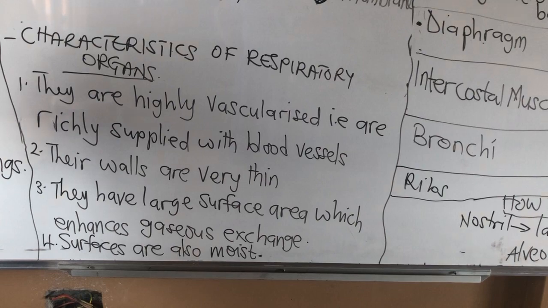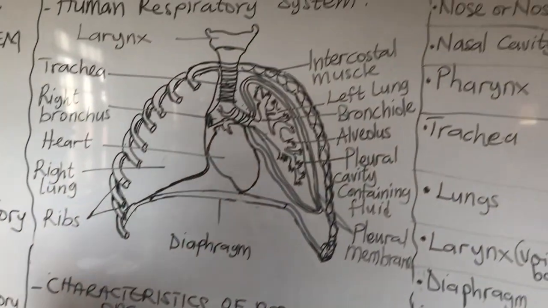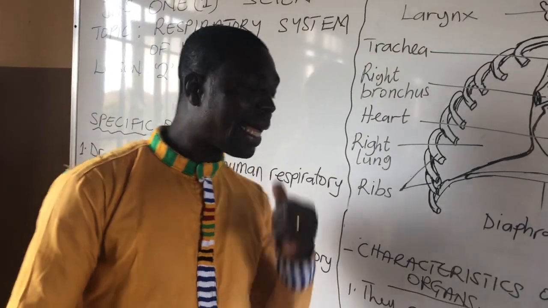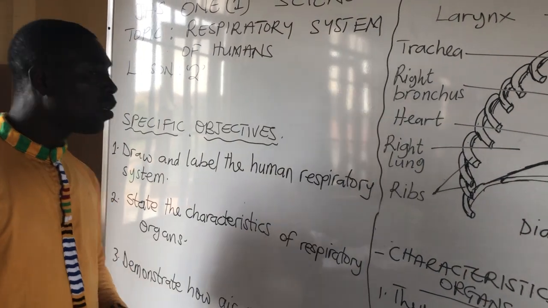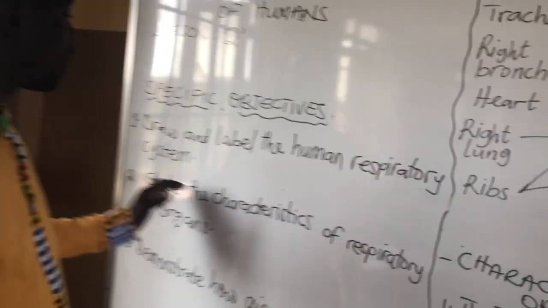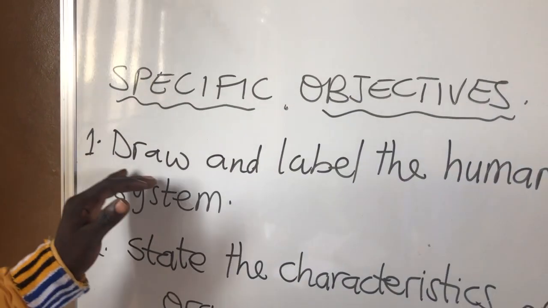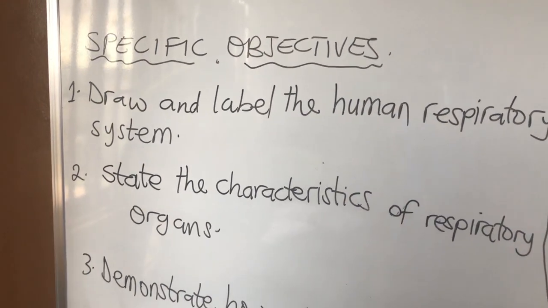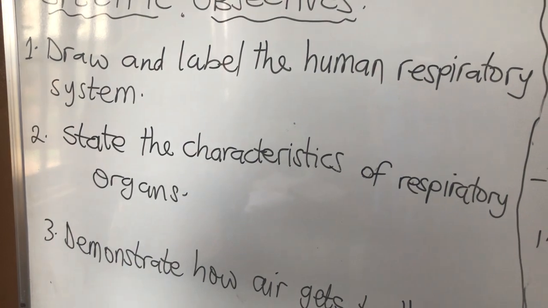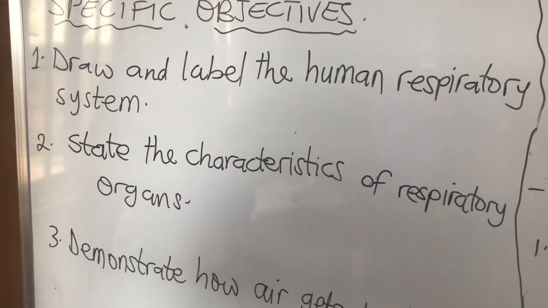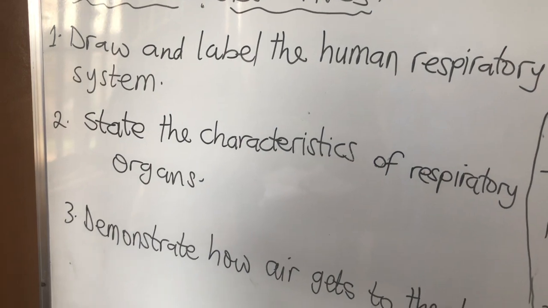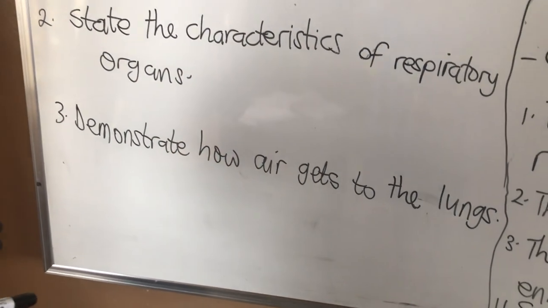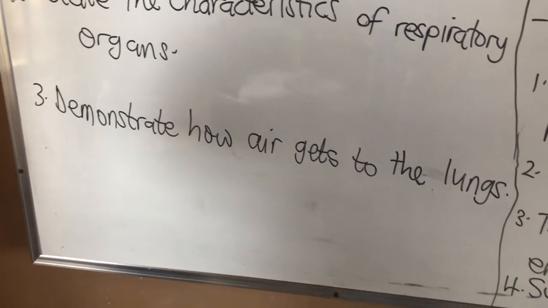Now you know that for every lesson we are expecting something. We don't just learn for learning's sake. Therefore, I'll urge you to stay focused so that by the end of today's lesson, you should be able to draw and label the human respiratory system. Two, you should be able to state the characteristics of respiratory organs. And three, finally, you should be able to demonstrate how air gets to the lungs.